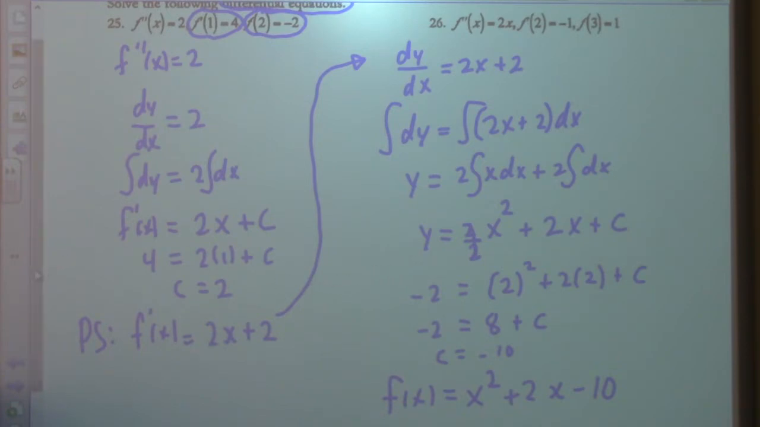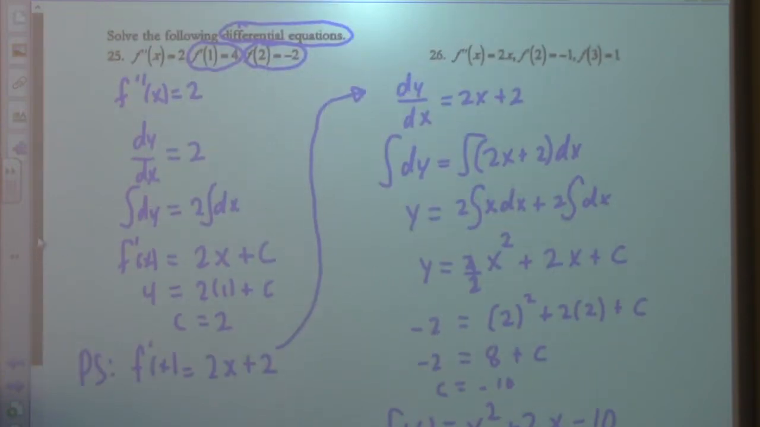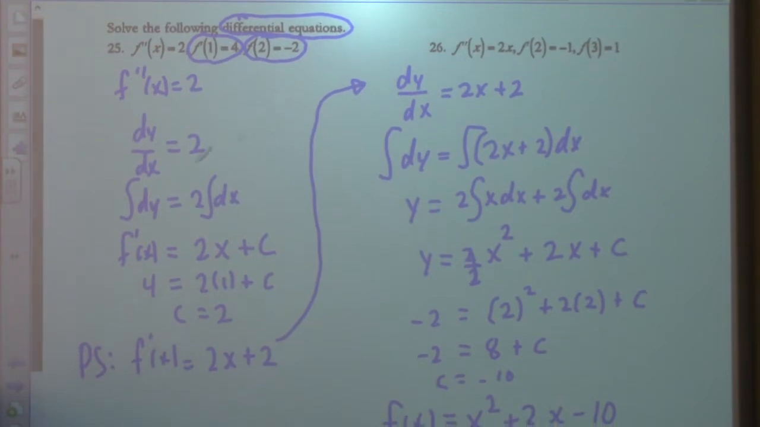Okay. Now I want you to go ahead and do problem 26. And it should be, yeah, 26, right? Can you do 26? That's your f double prime of x equals 2x. And that's f prime of 2 equals negative 1, f of 3 equals 1. Yeah, it's the same type of problem, except this is 2x, and the numbers are a little different here.